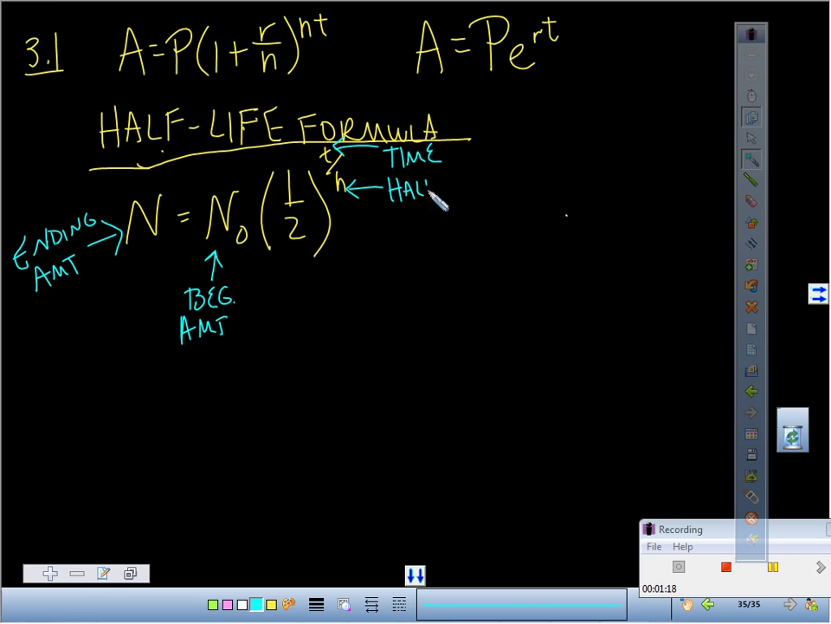Dallin asks, does time have to be in years? It doesn't have to be in years, but here's what does have to be true. These two things right here must be in the same unit. That means that one can't be in weeks and one can't be in days.